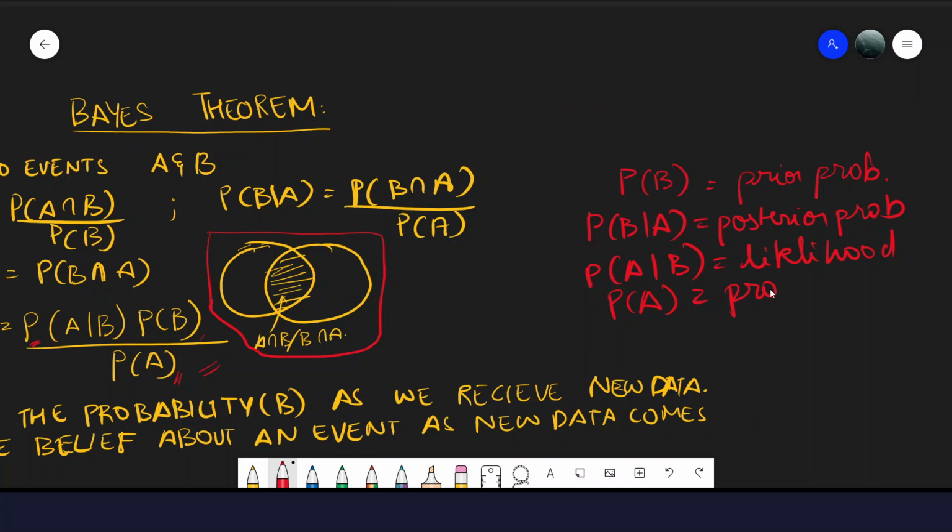Sorry. This is the prior probability of A. Okay, this here is the prior probability of B, right? So now that we know the terminology, let's go on to solving the Monty Hall problem.